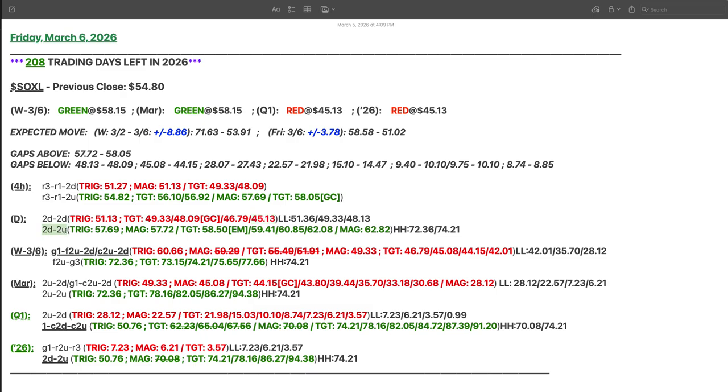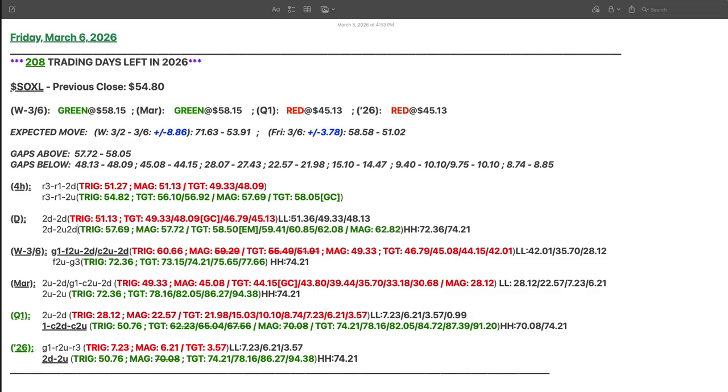On the day chart, though, if we go to the upside, that does trigger the 2 down, 2 up at 57.69. Only 3 cents of magnitude there at 57.72. So you'd want to look for follow through at that point. 58.50 is the market maker's expected move high. We got 59.41, 60.85, 62.08 as your extended targets, and the magnitude of the larger 2 down combo 2 up.